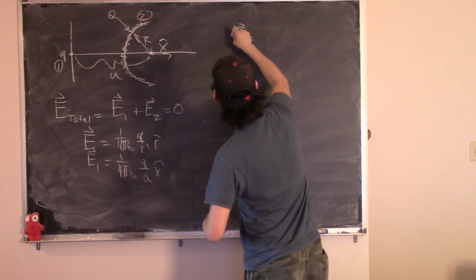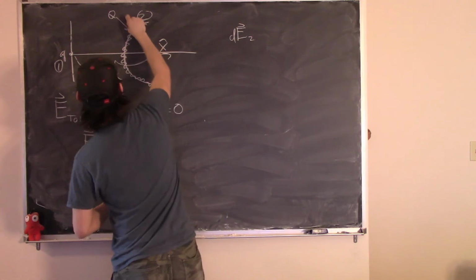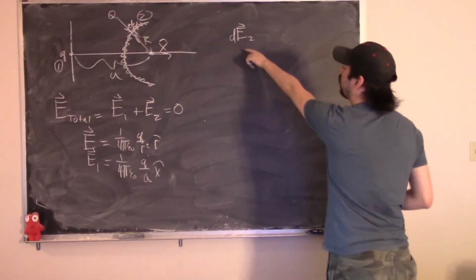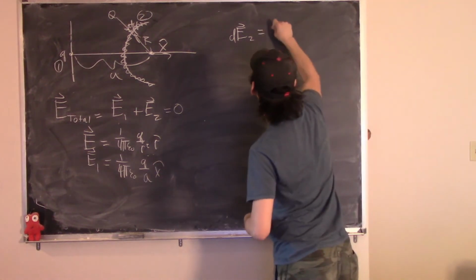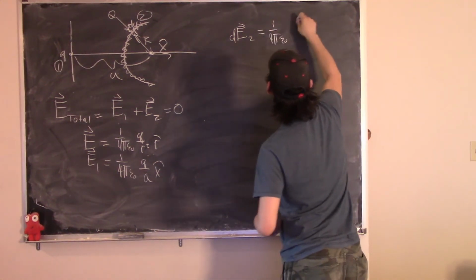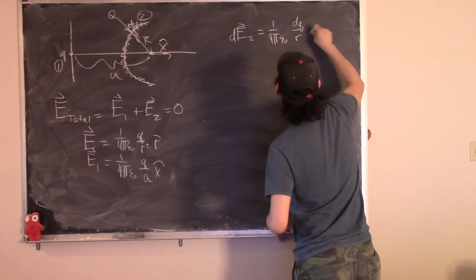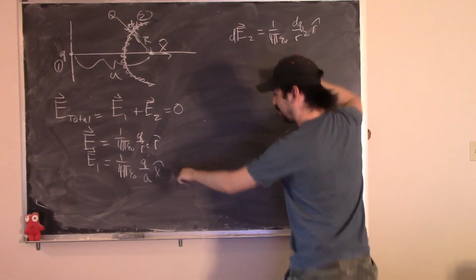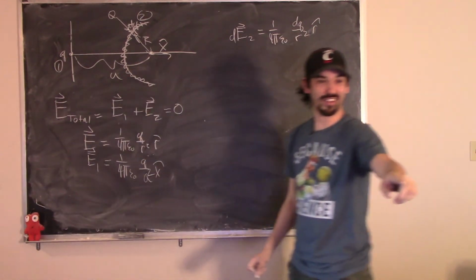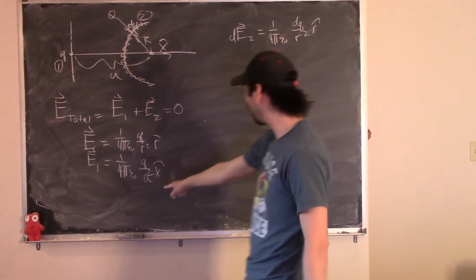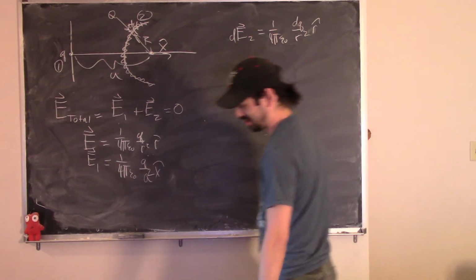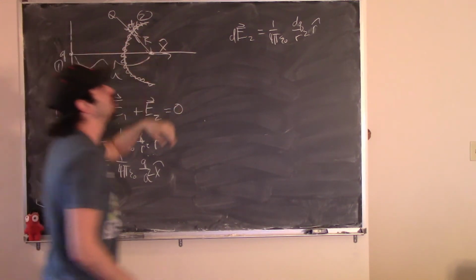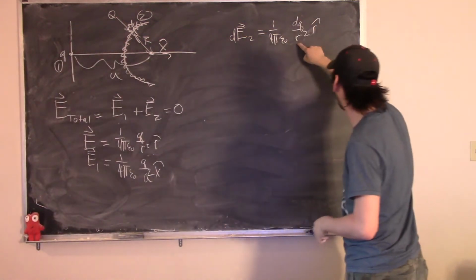E2 we need to find by talking about the infinitesimal charge, because this is something that's spread over this arc of a circle. So dE2 is equal to 1 over 4 pi epsilon naught dq divided by r squared times r hat. I missed a square there. Okay, so for this one, we need to determine what dq is, what r is, and what r hat is.